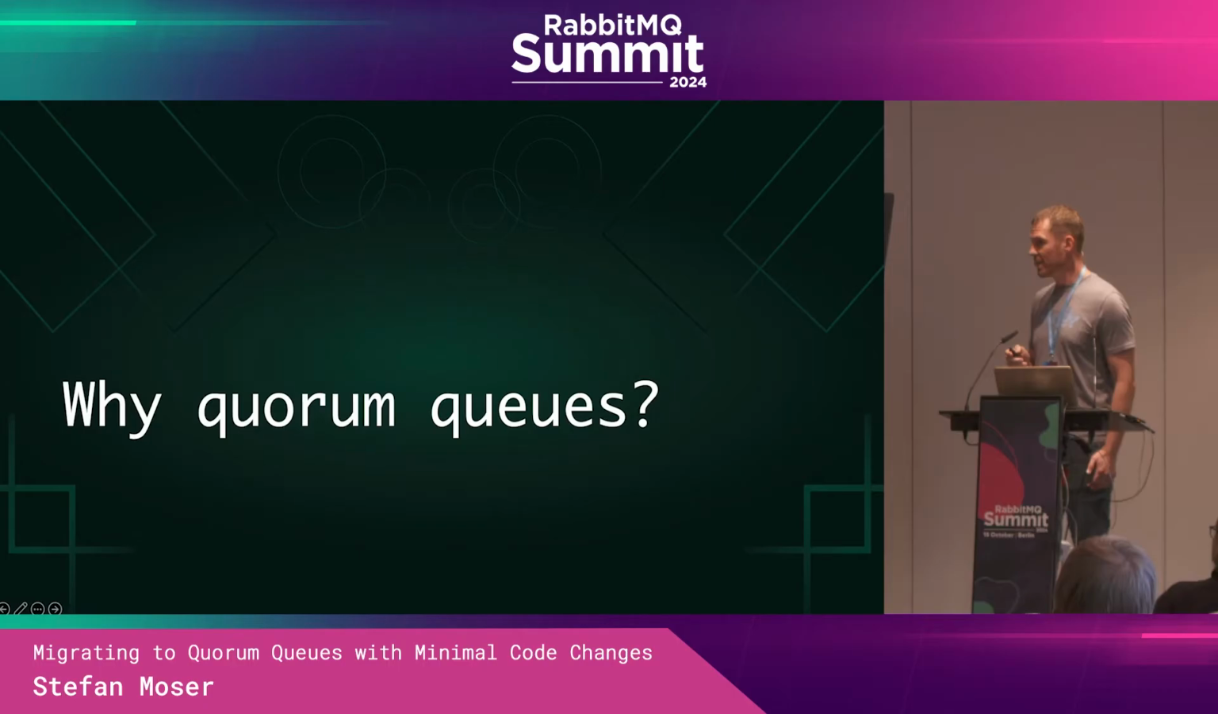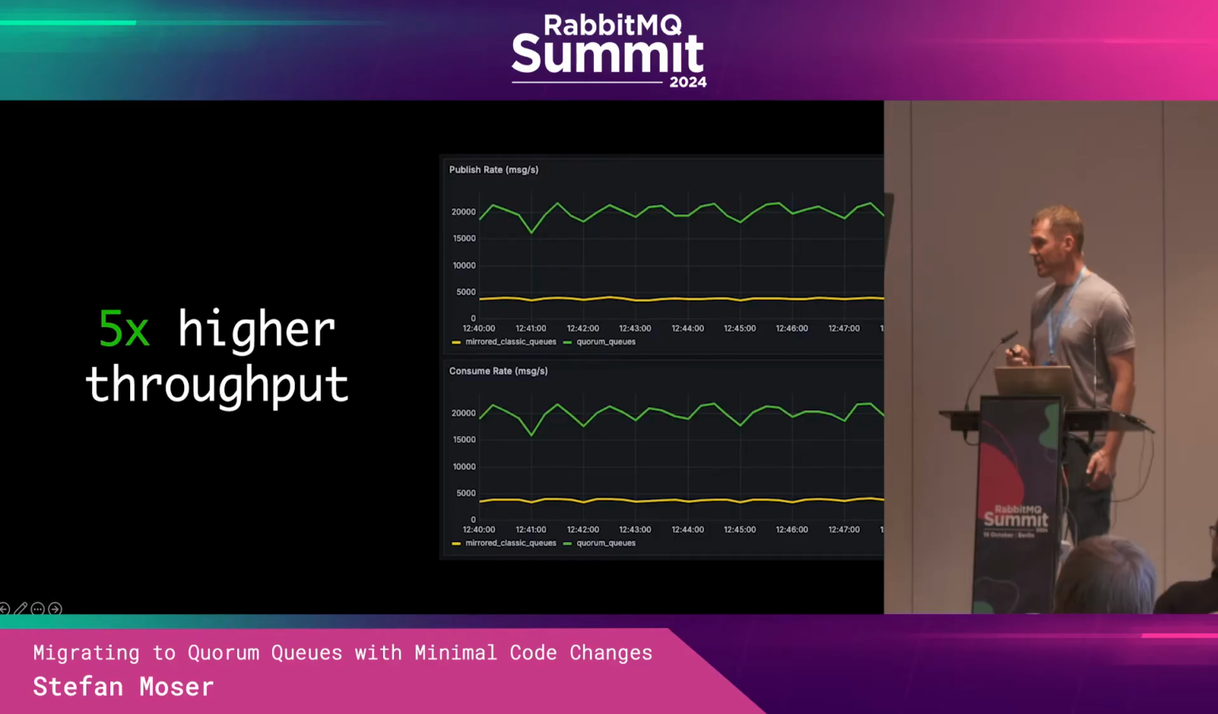So let's start with why Quorum queues are better than classic mirrored queues. Well, simply, they have higher throughput. Here are the results of a benchmark test that I ran. I created 2 identical brokers with identical configuration and put identical load on them. The only difference was that the load on one broker was Quorum queues and the load on the other broker was classic mirrored queues. As you can see from the graph here, the green line is the Quorum queues, and we got about 5 times higher throughput, both on the publish rate and the consume rate.